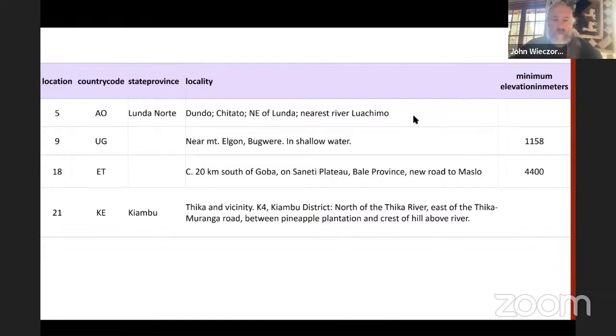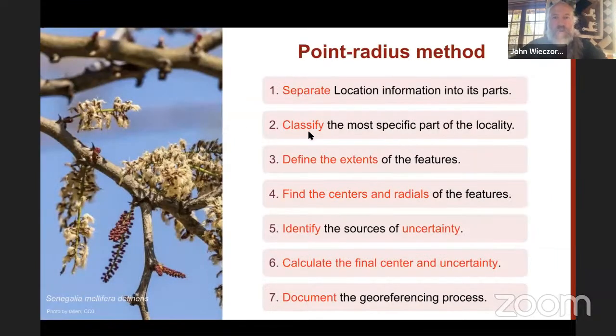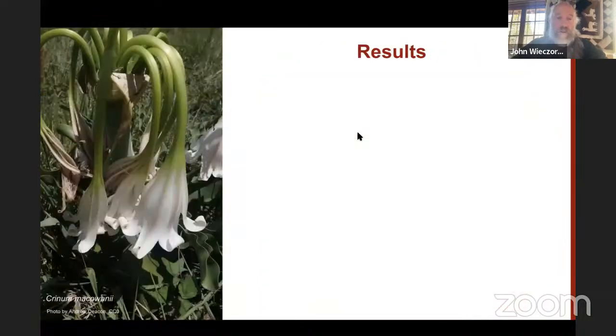What I need to do, I've decided that my parts are divided by the semicolon. So I've got 1, 2, 3, 4 parts. So what was the next step? The next step would be to classify the most specific part of the locality. Well, to do that, I need to actually know which is the most specific part of the locality. And to do that, I need to investigate.